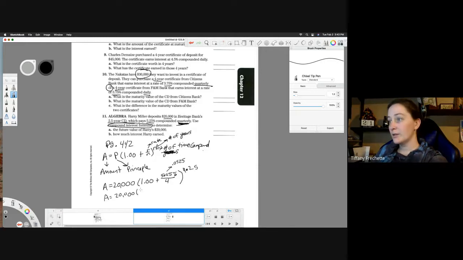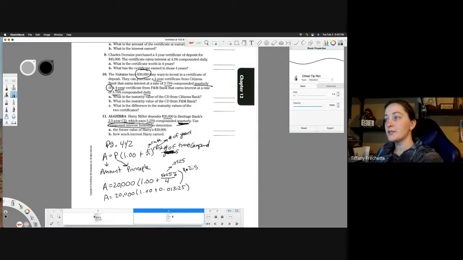times 1.00 plus, we want to divide this. So if we divide this, we get 0.013125. That's 5.25% divided by 4. That's where I got that number. And then we're going to multiply these two together to simplify this a little more.